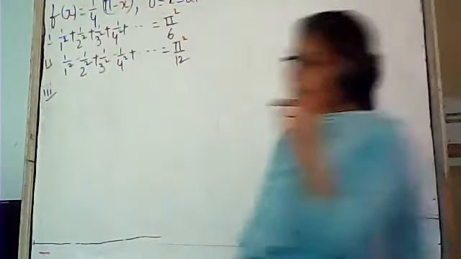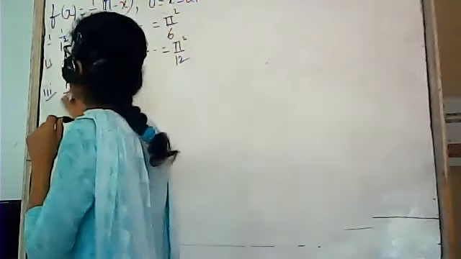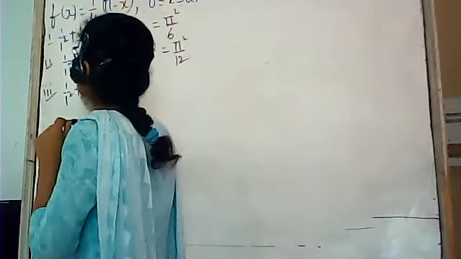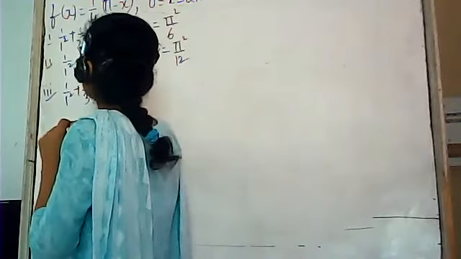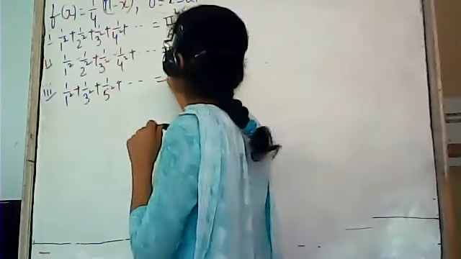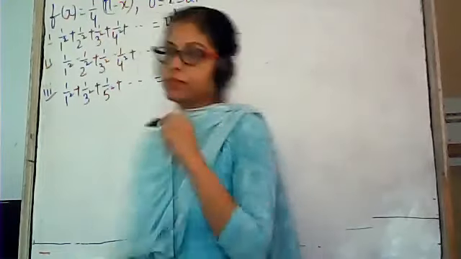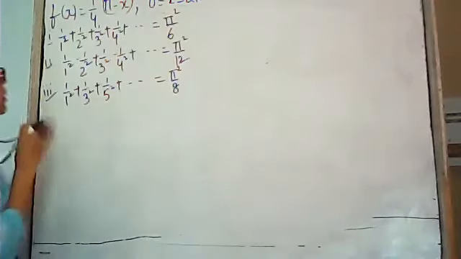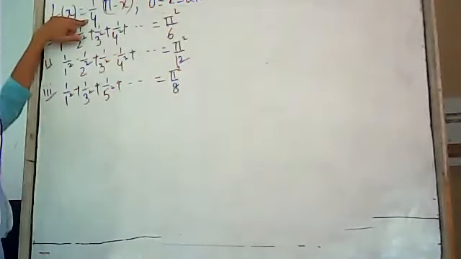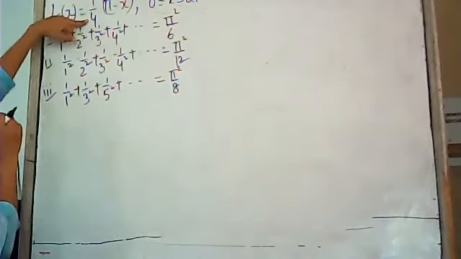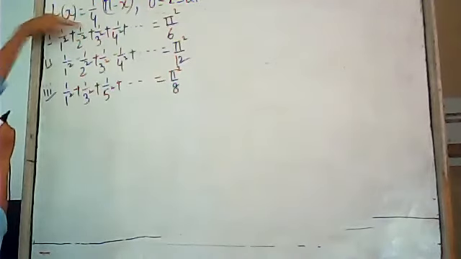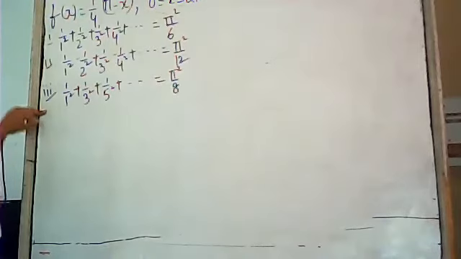And the third part is 1 by 1 square plus 1 by 3 square plus 1 by 5 square and so on up to infinity is equal to pi square by 8. This is the function which we want to expand in the Fourier series. After the expansion, we have to derive these three results.